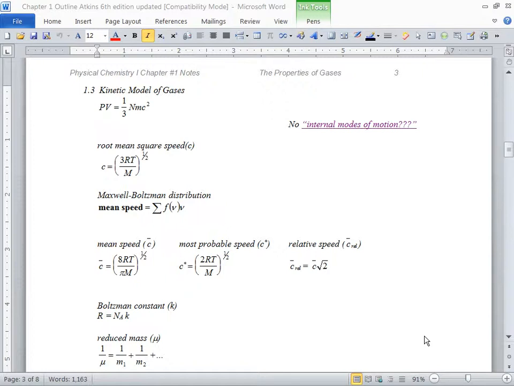And they have a mass, right? They have some diameter. There's some size to them. But the diameter, let's just call it D.